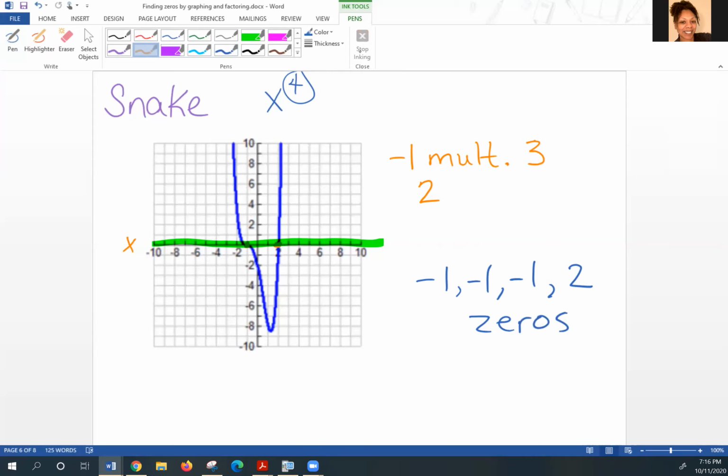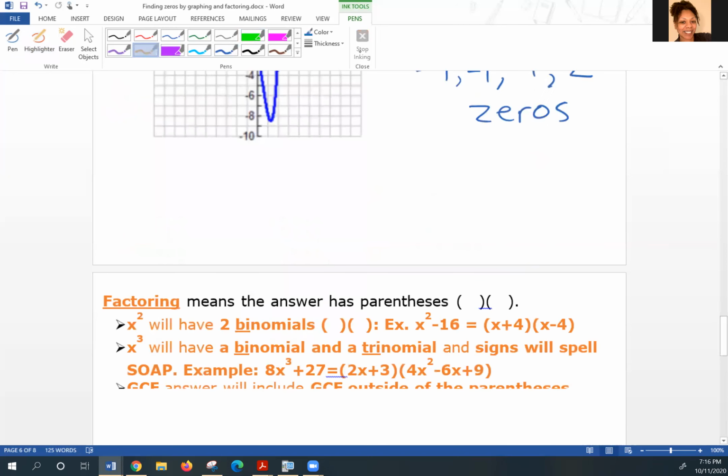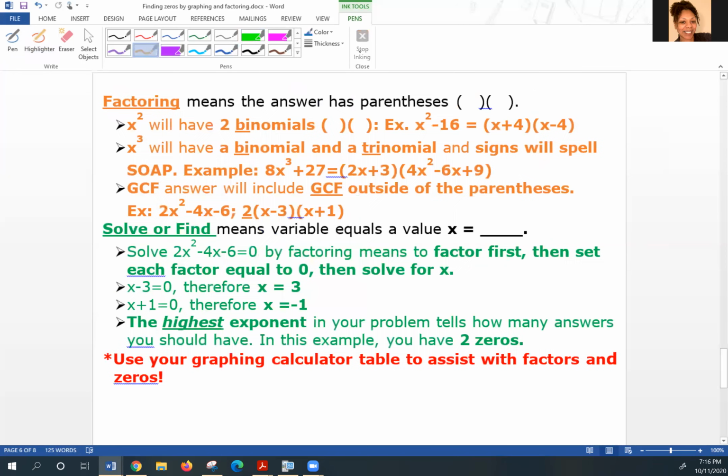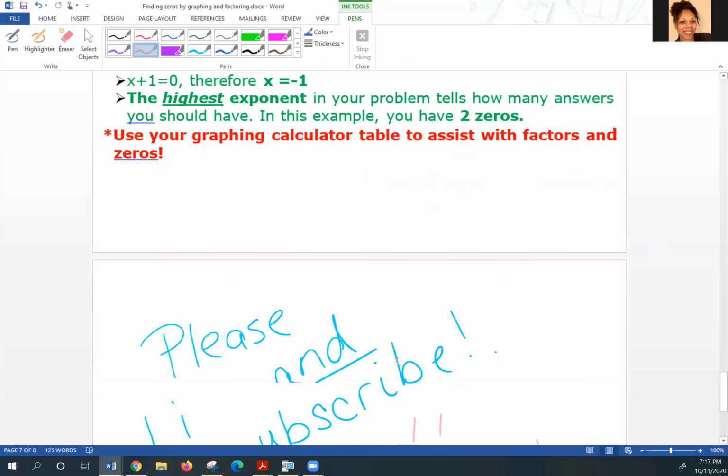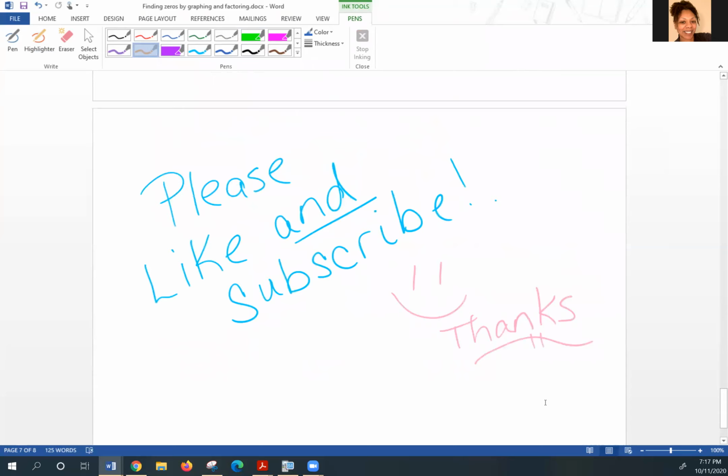I also just wanted to remind you the difference between factoring and solving, because some people still get that mixed up. So you can just pause and read through this if you need to. And also just know, whenever you have long polynomials with high degrees, if you cannot factor them using the box method or factoring by grouping, you definitely want to use your graphing calculator, that table, to assist you with those factors. And what you're looking for is your y value to be 0, not your x value, your y. So make sure that you understand that.